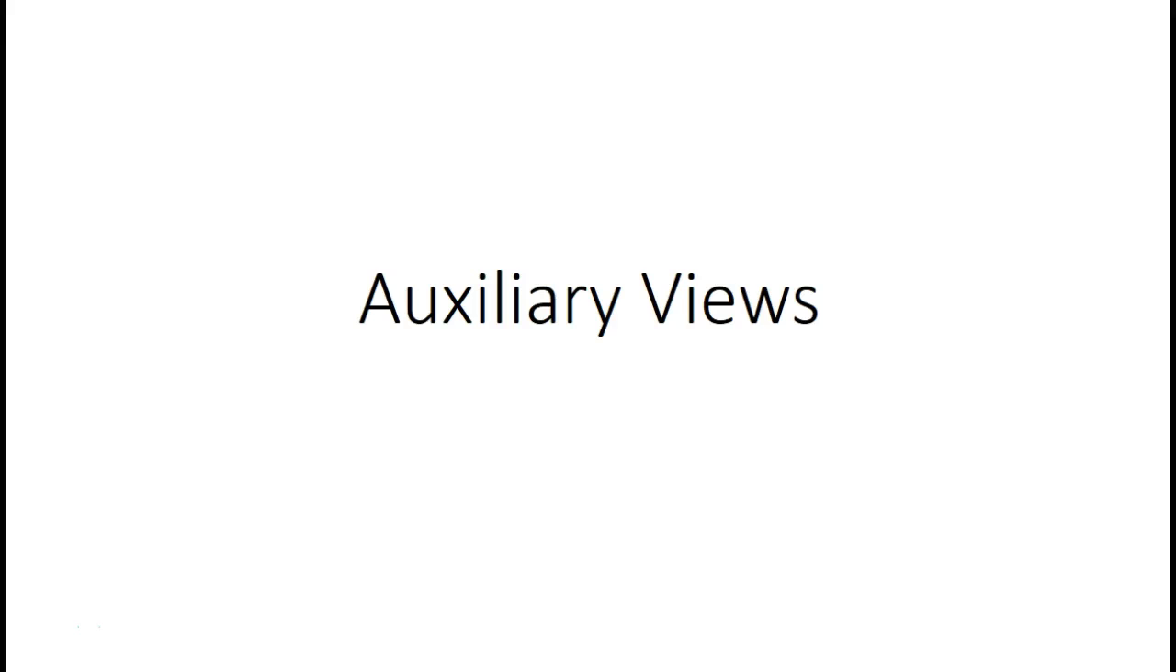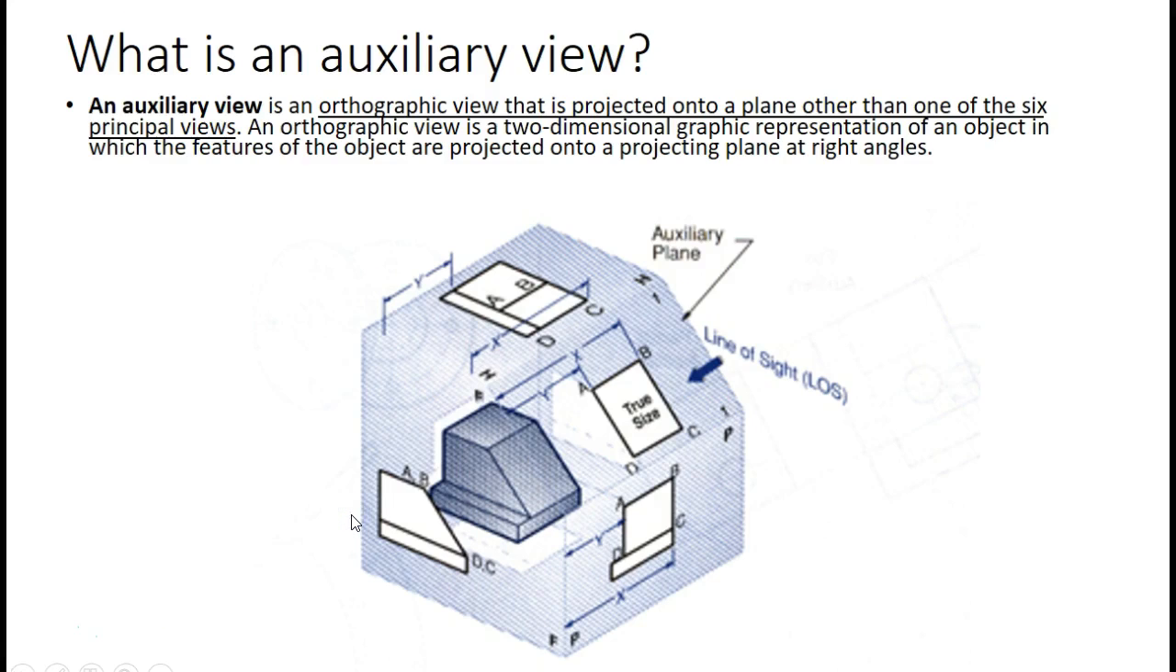Let's start by answering the question that most of you have right now, and that's what is an auxiliary view? An auxiliary view is an orthographic view. You will recall that we have studied the 6 principal orthographic views. Shown by this glass box here is the top, the bottom down here, the front here and the back, the right and left projection views.